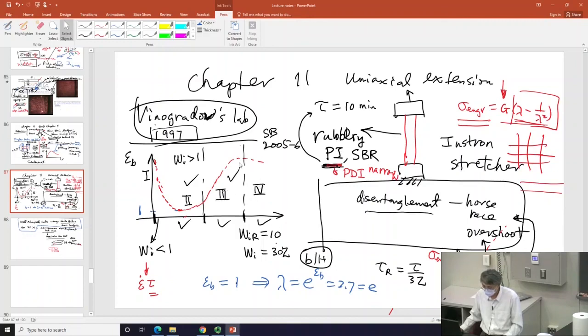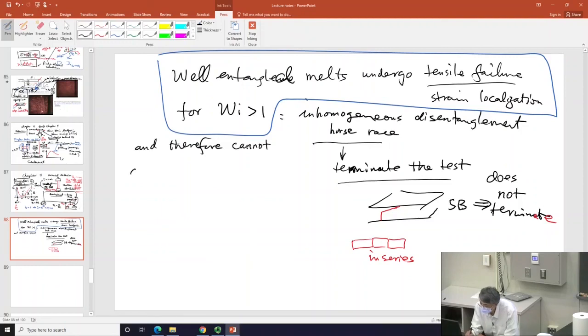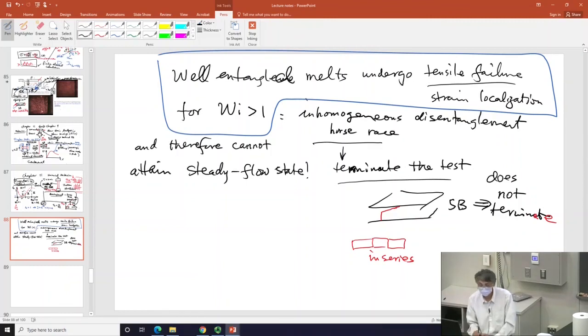But for now, the message is clear that there's no way the sample can, and therefore cannot attain steady flow state. Okay?